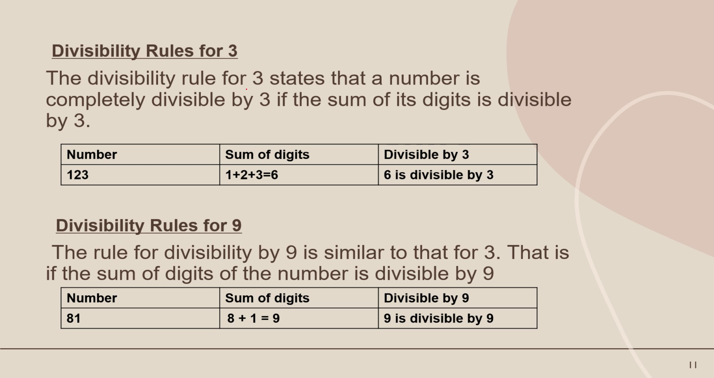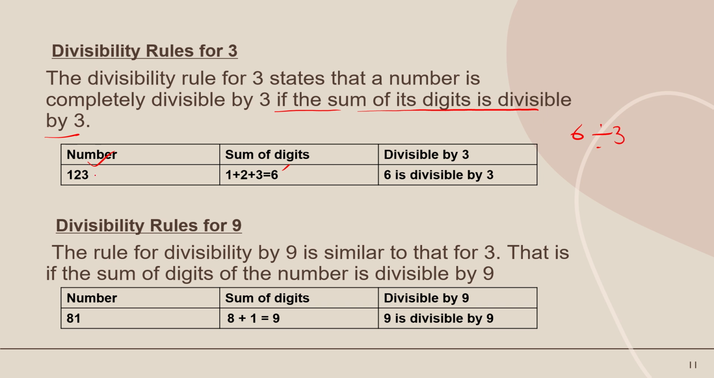The divisibility rule for 3 states that a number is completely divisible by 3 if the sum of its digits is divisible by 3. Let's suppose that we have the number 123. If I find the sum of these digits, that is, add 1 plus 2 plus 3, what is the answer? 6. As you know, 6 is completely divisible by 3.